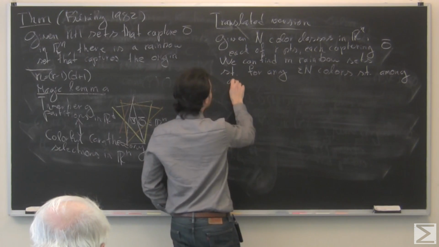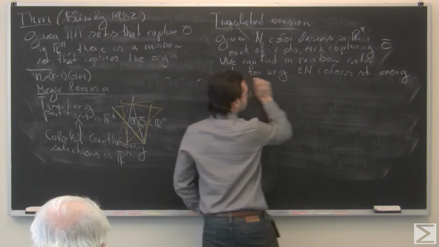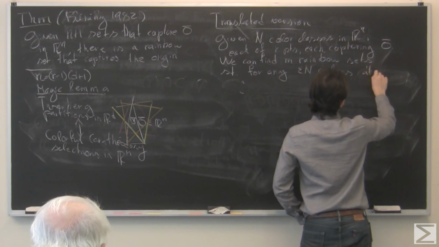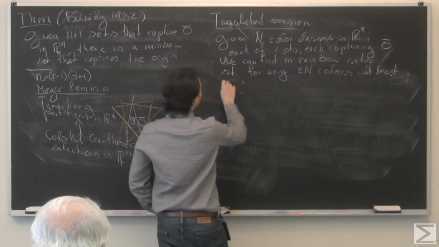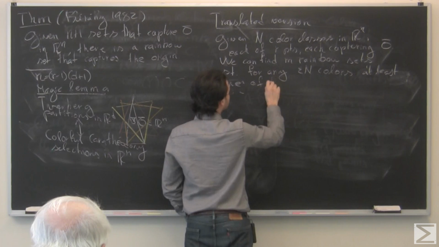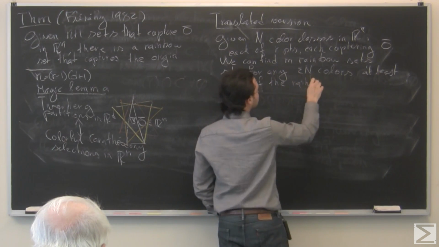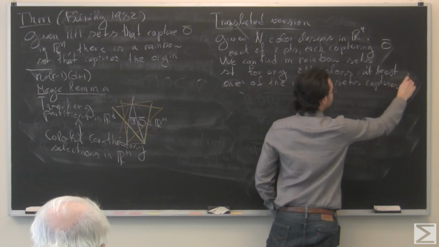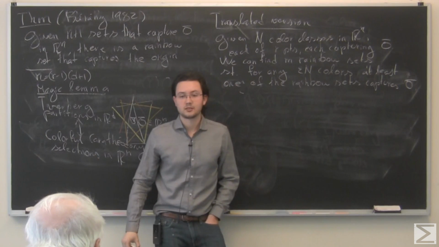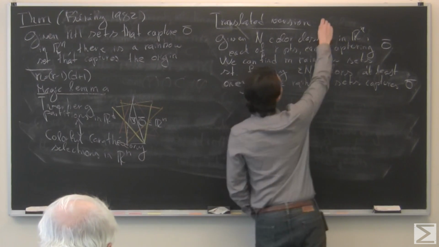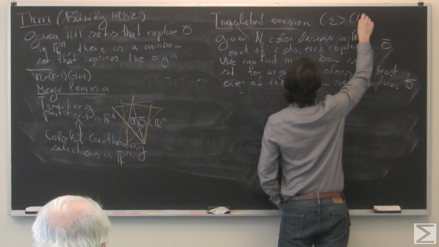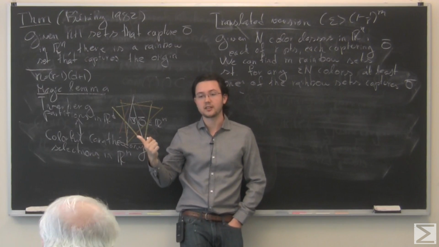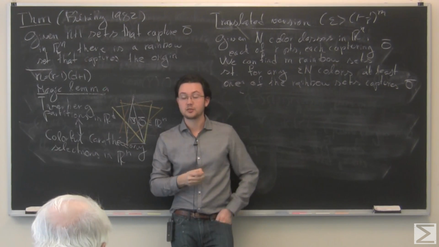Such that for any epsilon n colors, at least one of the rainbow sets captures the origin. Okay? I'm assuming that epsilon is bigger than 1 minus 1 over r to the m, and n is very large. So with the same conditions I had there, I just translate it directly to this one to see exactly what it means in this dimension.